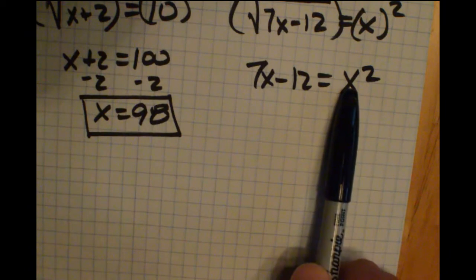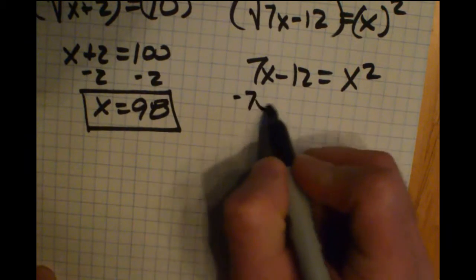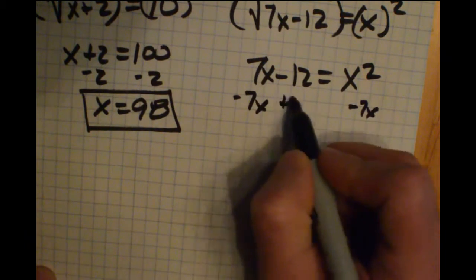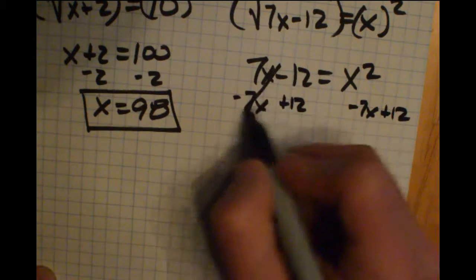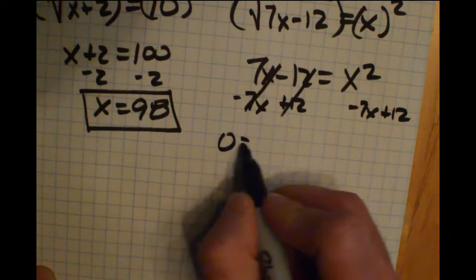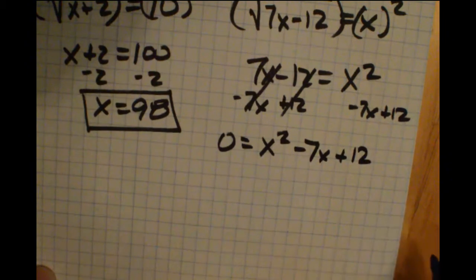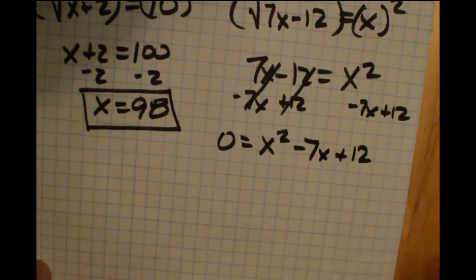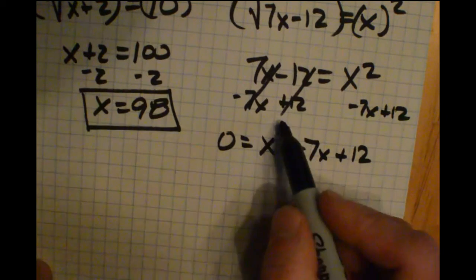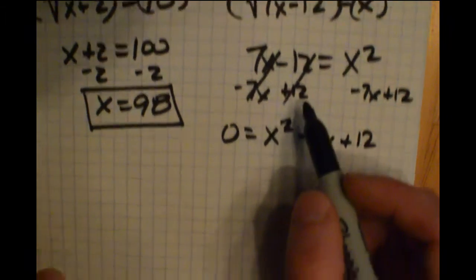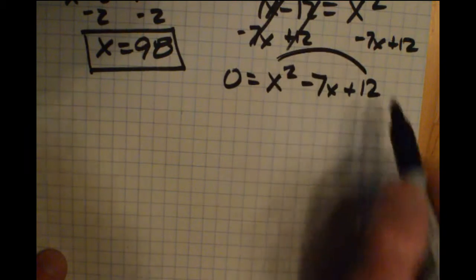That's where x squared is. To get rid of that 7x, I'm going to have to subtract it from both sides. To get rid of that 12, I'm going to have to add it to both sides. It's going to cancel those. I'm going to get 0 on the left equals x squared minus 7x plus 12 on the right. Now there's a couple ways to factor this, and one of the popular ways that we learned was splitting the middle term, so I'm going to take a look at that.